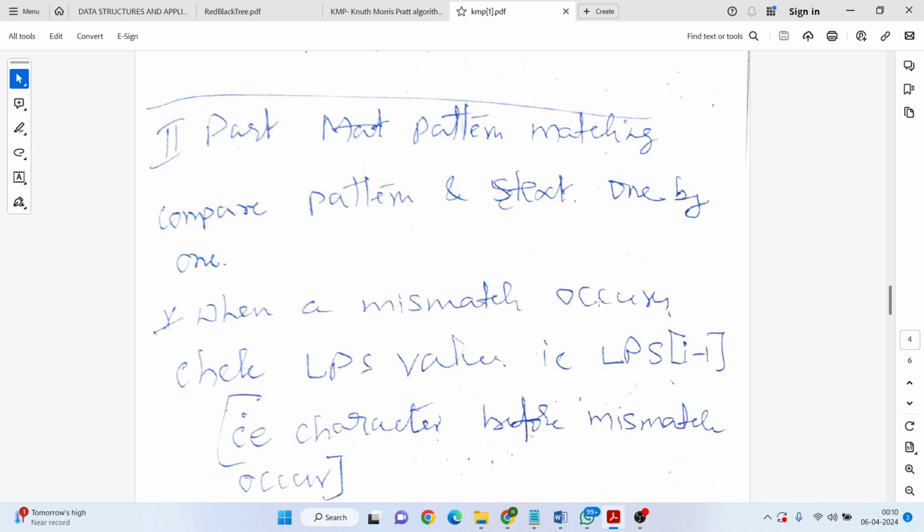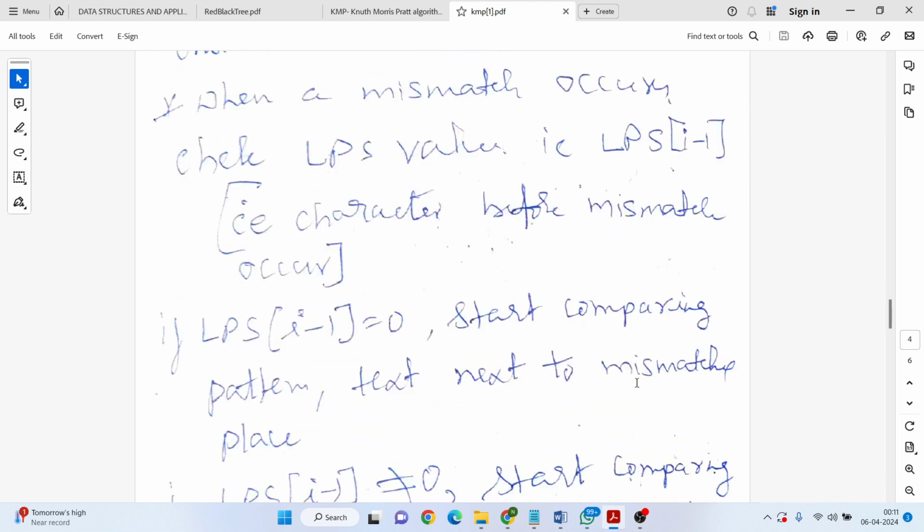So when a mismatch occurs, check the LPS value, that is LPS of I minus 1. I minus 1 indicates where the mismatch was found, its previous character. If the mismatch is found at third, then second is the index. 3 minus 1 is 2, like that. I minus 1, the character just behind that mismatch.